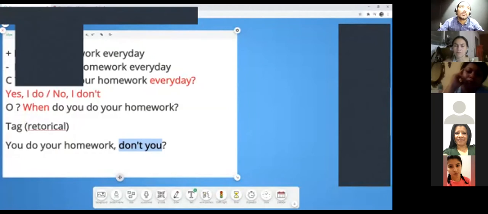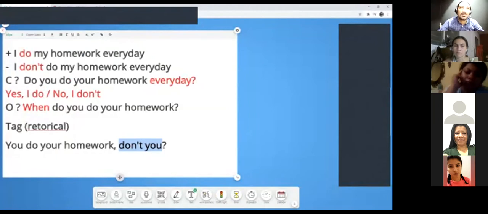So, repito. Positive sentences. Main verbs. ¿Ok? So, if you say, I love my mom. You see, I love my mom. I don't love my mom. Do I love my mom? Do you love your mom? You love your mom? Always? Do you always love your mom? You see? When do you love your mom? Why do you love your mom?